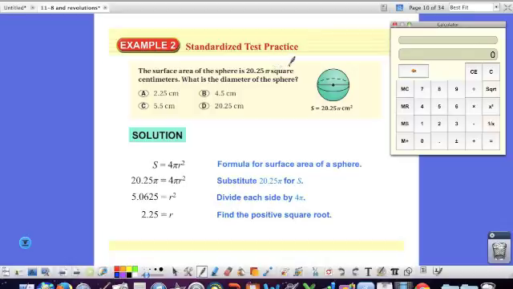The surface area of the sphere is 20.25 pi square centimeters. So what is the diameter? As you can see here, they use the formula, plugging in 20.25 pi. The pi's cancel out, divide each side by 4. 5.0625 is the radius squared. 2.25 is the radius, but don't get confused. They asked for the diameter. So 2.25 times 2 is 4.5.